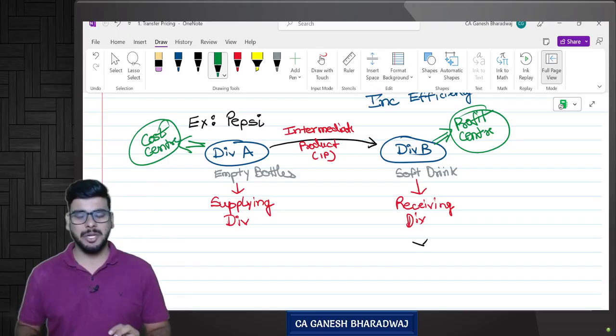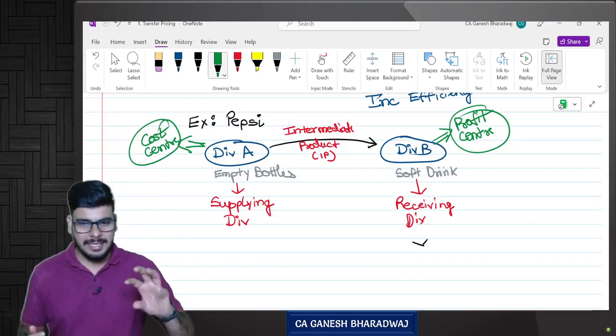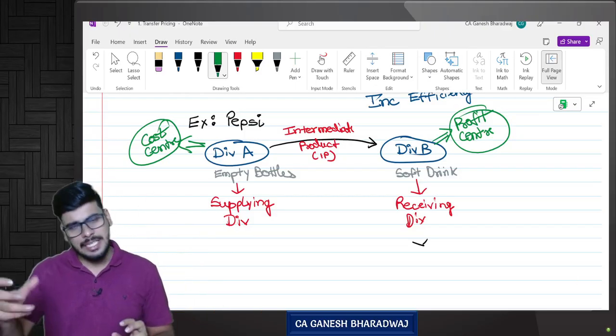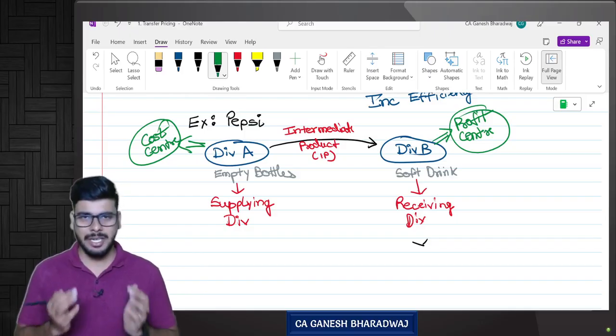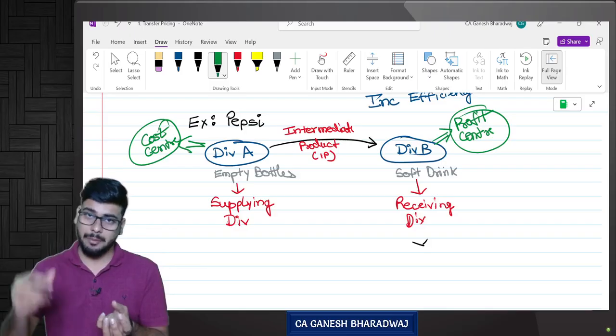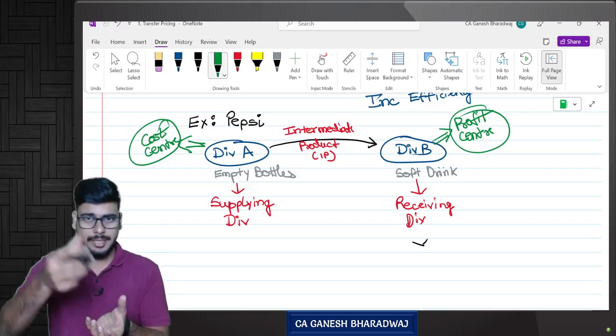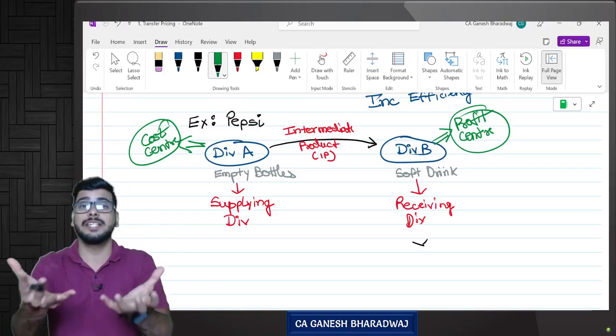So always remember, all the divisions of a company need not be a profit center. Certain divisions can be a cost center, certain divisions can be a profit center. It sounds logical, correct? Because division A manufactures empty bottles and gives them to division B. Division B, using that empty bottle, fills the soda, that is your carbonated water, your Pepsi, and then sells it in the market and generates revenue.